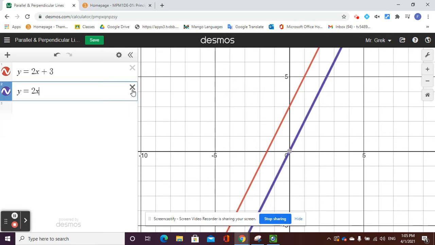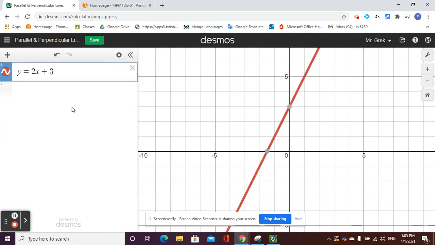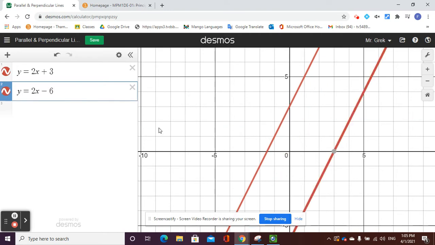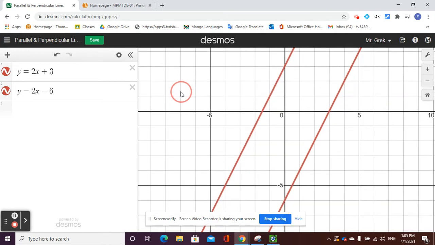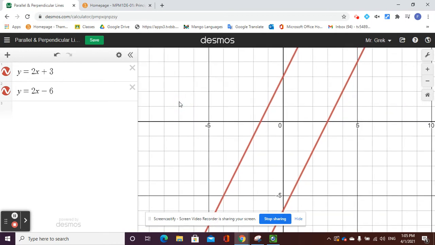If I asked you to be a bit more specific, and I said, can you find a line that is parallel to the red line and has a y-intercept of -6? Well, we know what slope we need. It's got to be 2. And this needs a b value, or a y-intercept, of -6. So that might be one question I could ask.